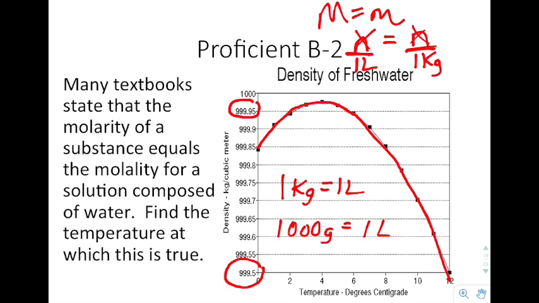So if we're looking for this, we need to use the graph to find where 1,000 grams equals 1 liter, and there is no point at which that is true. So if you were to look at it on exact nature, you would say that the molarity of a solution with water is never equal to the molality.